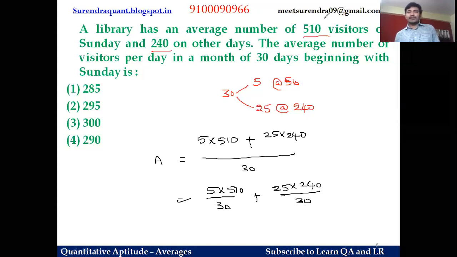Now coming to the simplification part, you can simply do this. Actually 0 gets cancelled. In 51, 3 goes 17 times. So 17 times 5 is 85, plus 0 gets cancelled. 3 goes 8 times, right? So 25 8s are 200. The total number of average visitors for the month is 285, and that is option 1.